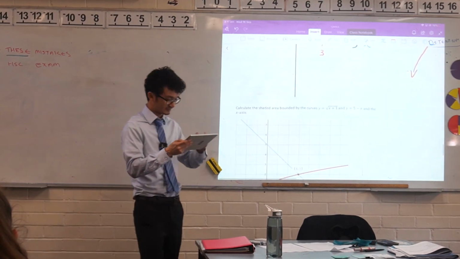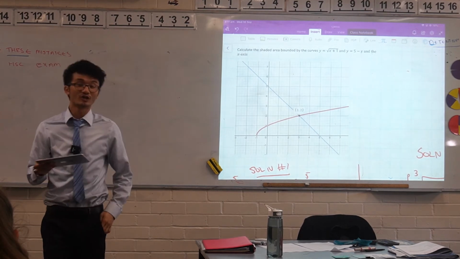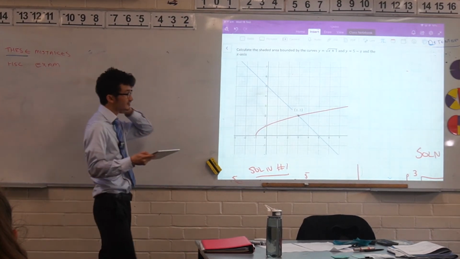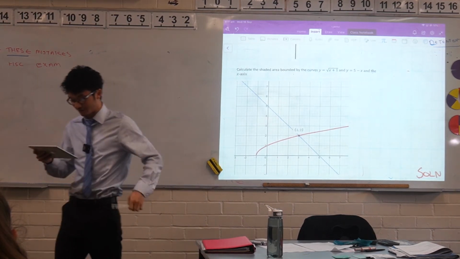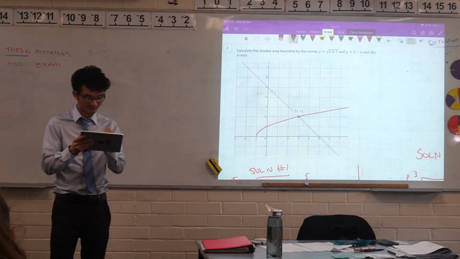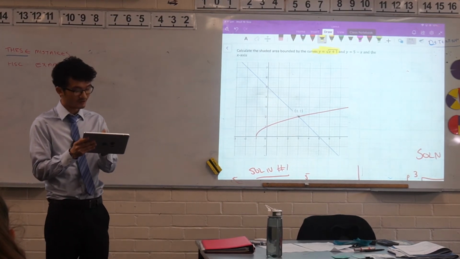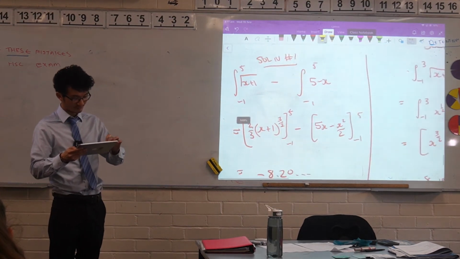Last but not least, this one. Yes, good old two curves. Two curves get tricky sometimes because there's so many different ways you can go about doing them, right? This scenario here, just have a look at it. We've got two curves over here. We've got y is equal to the square root of x plus 1, y is equal to 5 minus x, right? Here's our first solution. Let me know what you think.